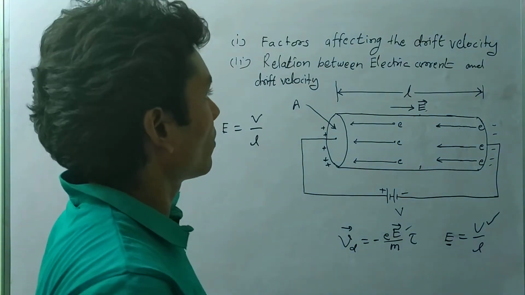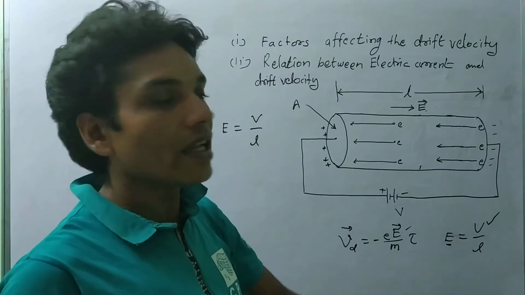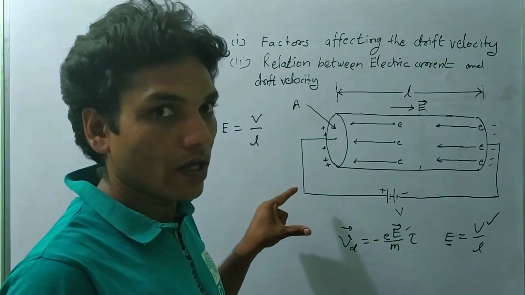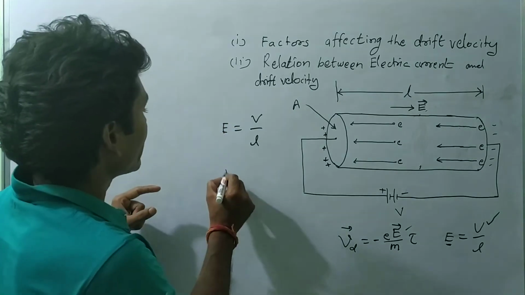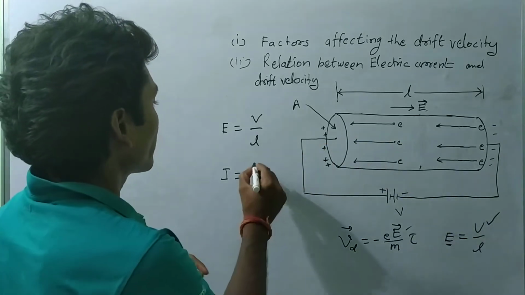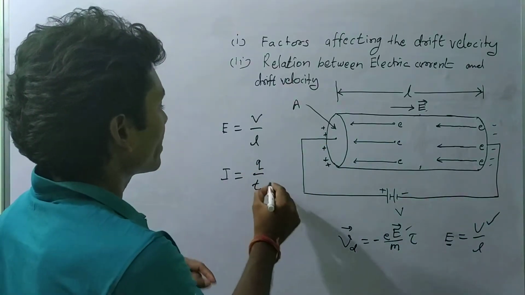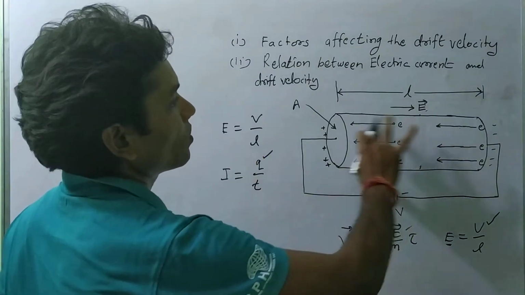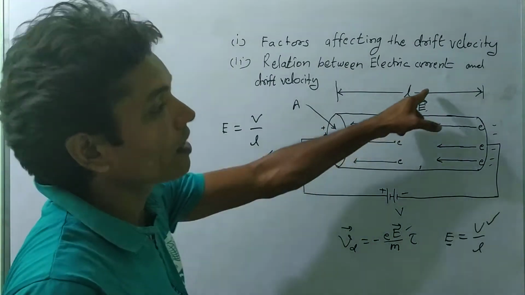Now we have to find how much electric current is flowing through the conductor. To find the current flowing through the conductor, it is equal to Q upon t. So we have to find how much charge is flowing through the conductor of length L.